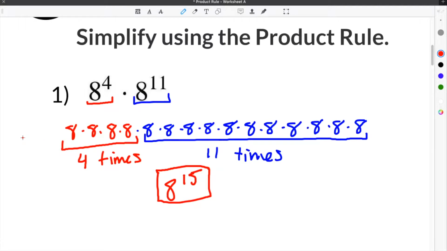You can skip this step if you know the shortcut. You will notice that what we did was count up all of the eighths. But instead of having to do that, you could have just added the exponents. So if you look back to our original problem, we have 8 to the 4th times 8 to the 11th. If you just do 4 plus 11, you will get the same answer, 8 to the 15th. So the shortcut for using the product rule for exponents is to just add the exponents together as long as they have the same base.